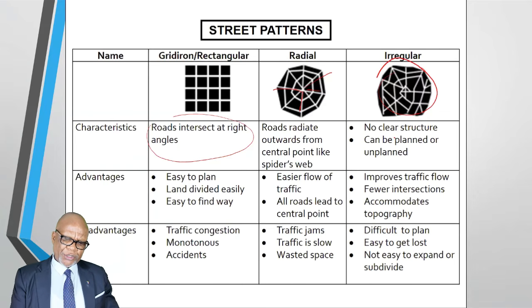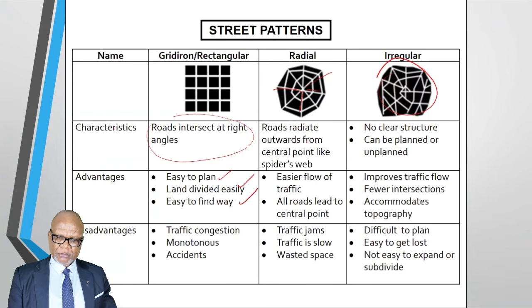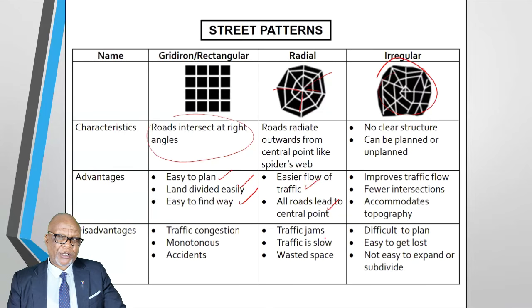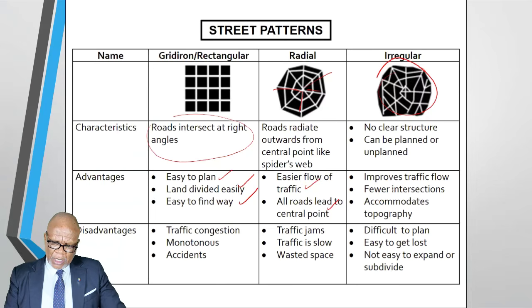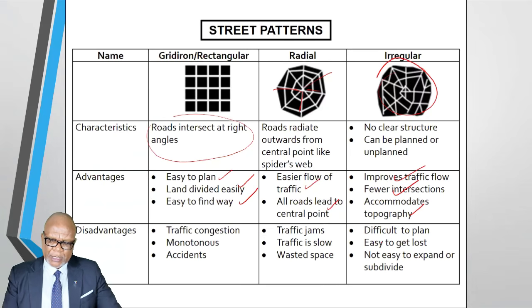And then what are the advantages of the grid iron pattern? I said it's easy to plan, land is divided easily, it is easy to find way. But with radial pattern, what are the advantages? Easy flow of traffic, all roads lead to the central point. So you know at any point you are going to get to the center when you travel along it. Now, what are the advantages of irregular pattern? Because of fewer intersections, it's going to allow traffic to flow. It's going to have fewer intersections, and it's going to accommodate topography.